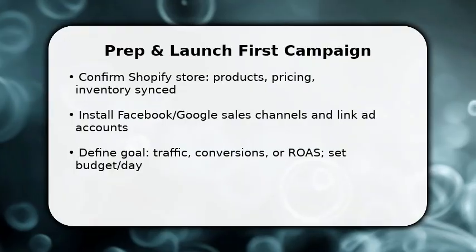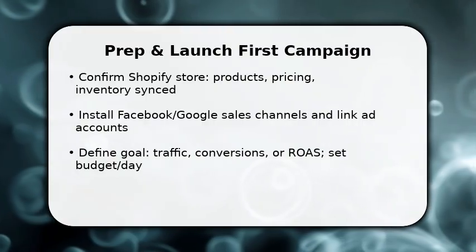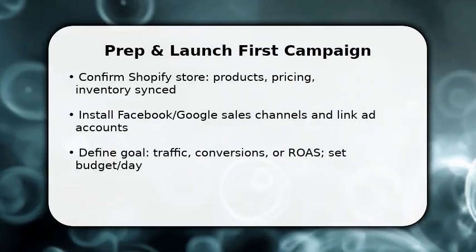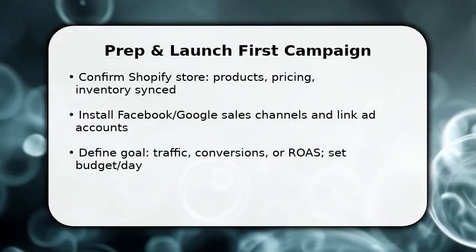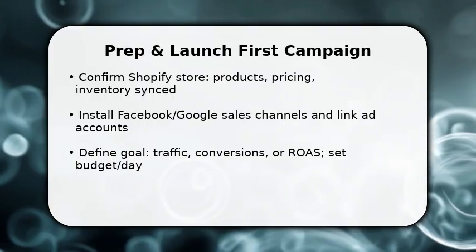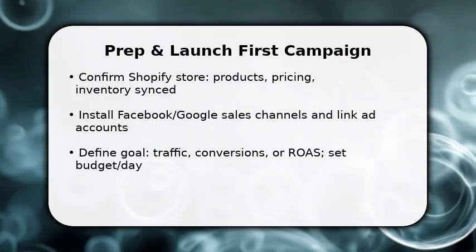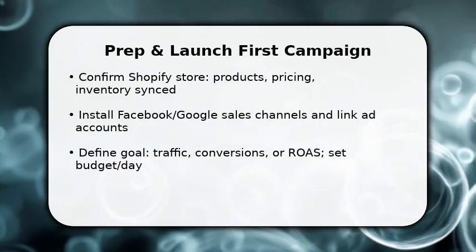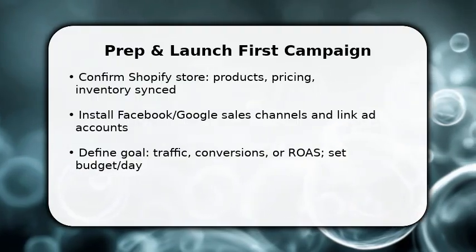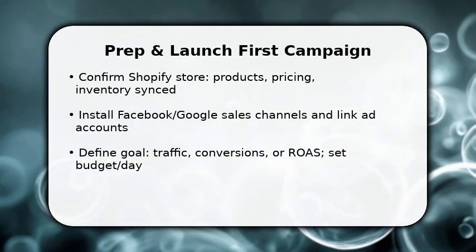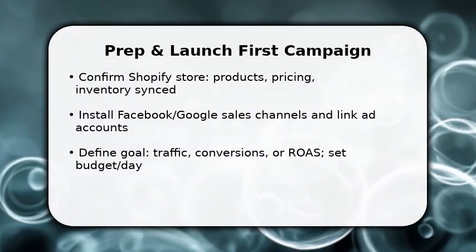You start by confirming the essentials so ads run cleanly. Make sure product variants, SKU, and inventory sync with Shopify and the chosen ad platform. Next, connect and verify your Facebook or Google ad account inside Shopify, grant permissions, and enable Pixel or Conversion API. Once done, pick a clear campaign objective, traffic, conversions, or ROAS, and decide a daily budget. This first actionable setup reduces wasted spend and lets you gather early conversion data quickly.